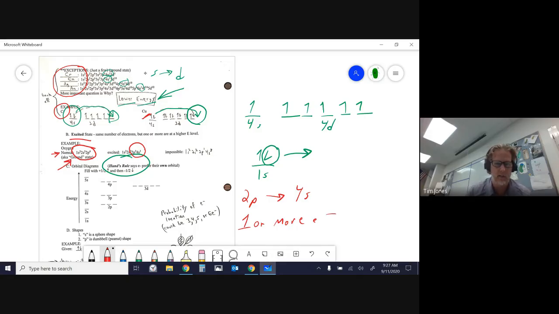So let's do another excited state for oxygen. For example, I could also do 1s2, 2p1, 4s2, 4d, let's see, 1, 2, 3, 4, 5, 3. In this case, these ones are still in their resting state, but these ones are all excited. So we would say that there are 5 excited electrons and 3 resting electrons.